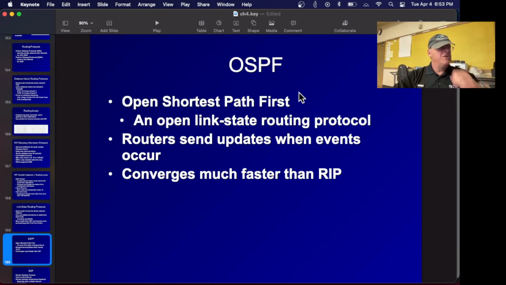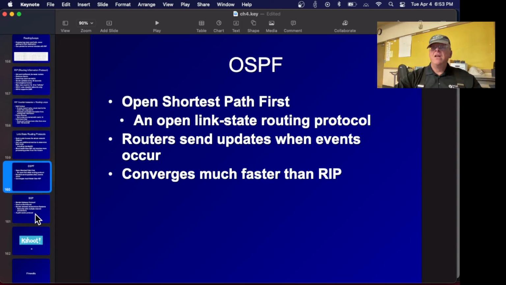All right, OSPF is the open source, free version of this. You can use Open Shortest Path First. This converges much faster than RIP, and it doesn't create the problem of routing loops. There's proprietary ones like EIGRP, which is Cisco's protocol that does the same thing, but you can only use it if you have Cisco devices.